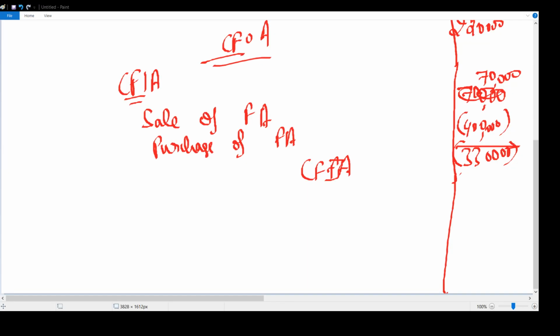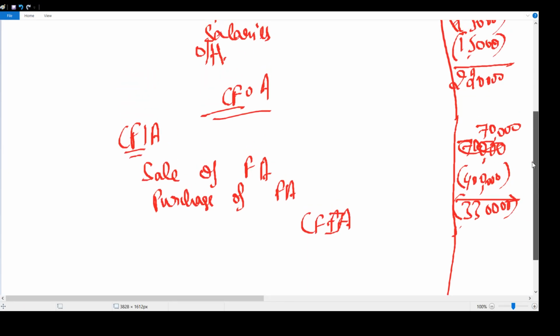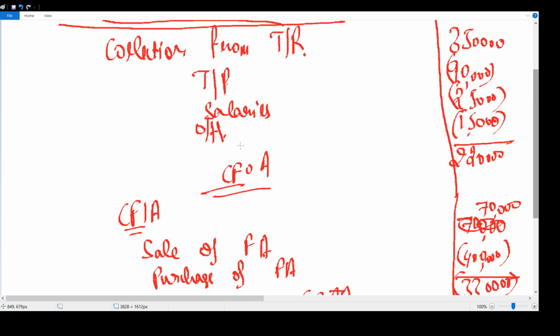Firstly, tax paid 55,000. Okay, 2,20,000 minus 55,000. 1,65,000 is the amount here. Here is the correct amount of cash from operating activities.